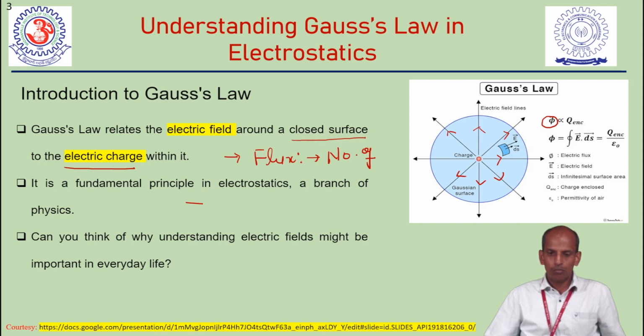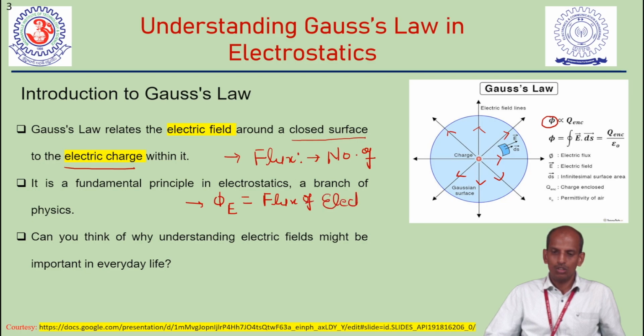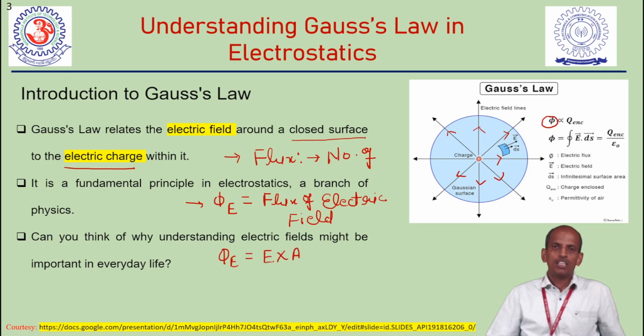And the symbol used for this is phi. So phi E is nothing but the flux of electric field, the number of lines of electric field which are crossing through a given unit surface area. So one can write phi E as E into area. But here again there can be a complexity or a question.